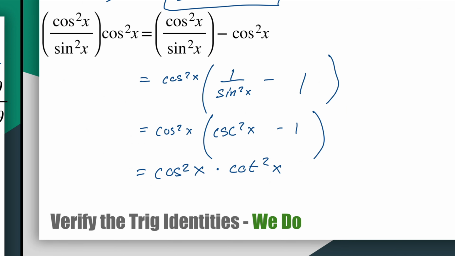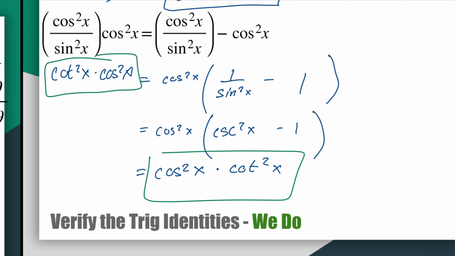All right. Well, that doesn't look like this side still. However, cosine over sine is also the same thing as cotangent, right? So I could change that to be cotangent squared x times cosine squared x. And now I have the same exact thing. They're just in a different order, but it's multiplication, so the order doesn't matter.